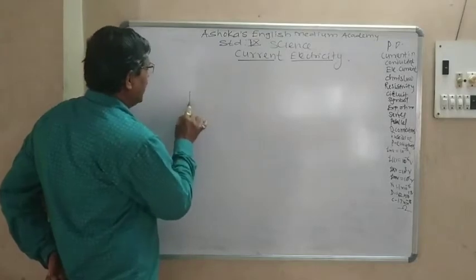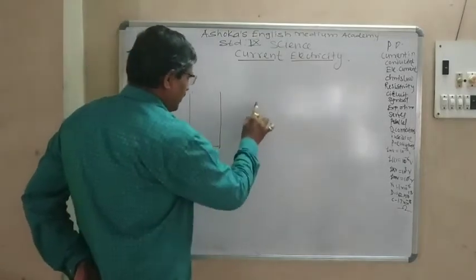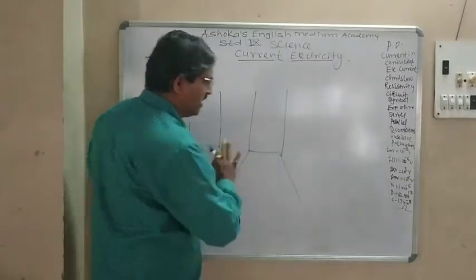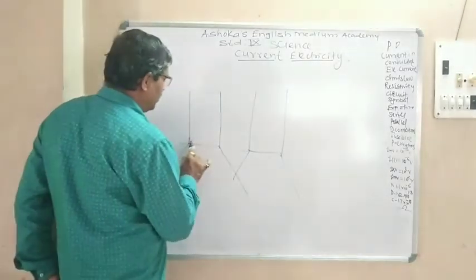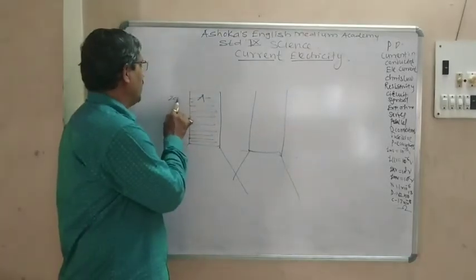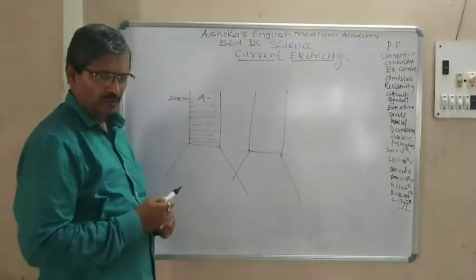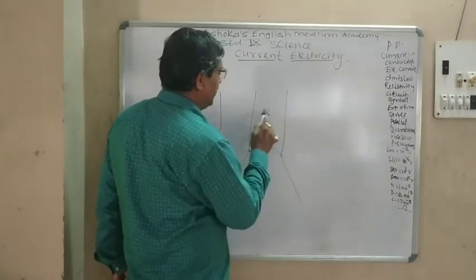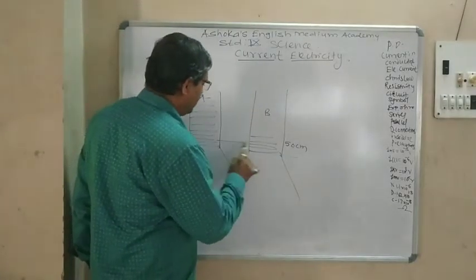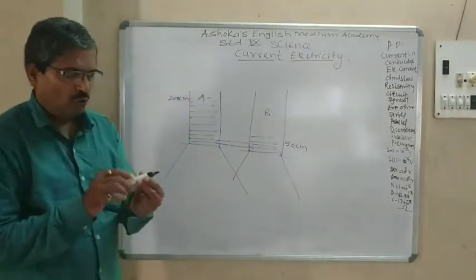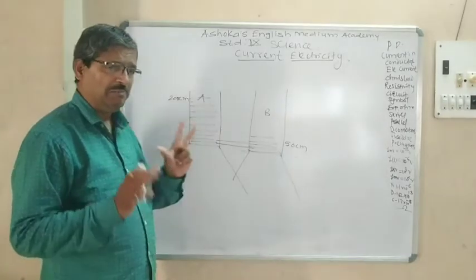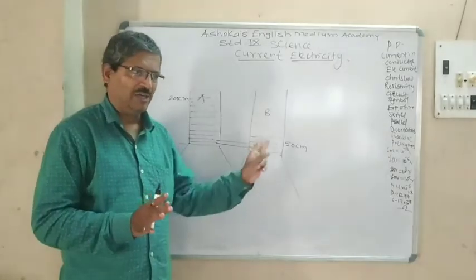Suppose two beakers are taken, and both beakers are kept at the same height. But what is the situation? In beaker A, the level of water is, suppose, 200 centimeter. And the level of the water in beaker B is only 50 centimeter. Both beakers are connected to each other by a single hollow rubber pipe. Now where is more water available? More water level is available in beaker A, and less water level is available in beaker B.